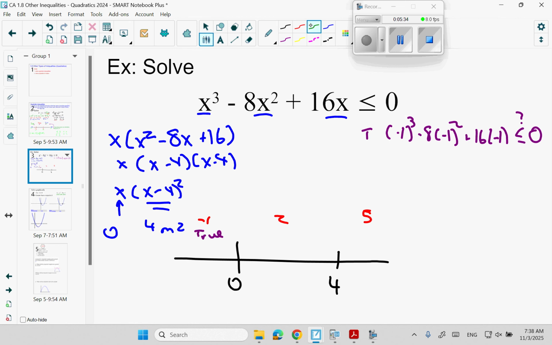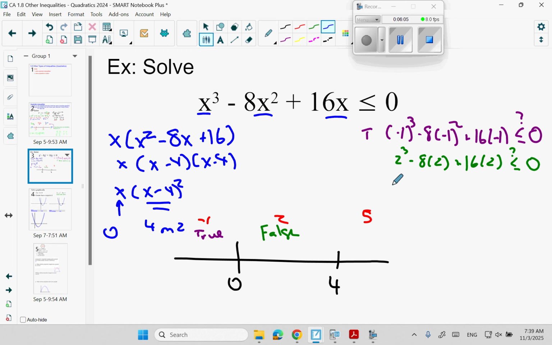Okay. Now I can plug in 2. Okay. 2 cubed is 8. Negative 8 times 2 is negative 16. 8 minus 16 would be negative 8. 16 times 2 is 32. Negative 8 plus 32 would be 24. 24 is not less than 0, so that would be false.